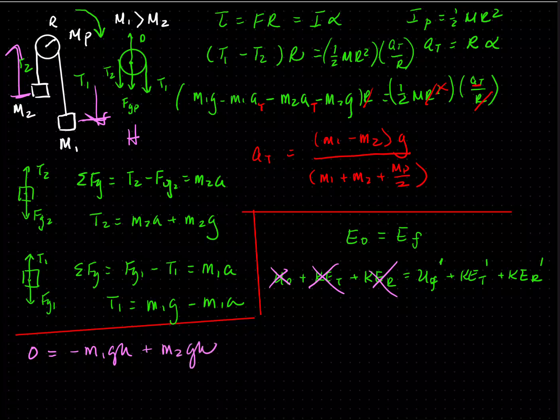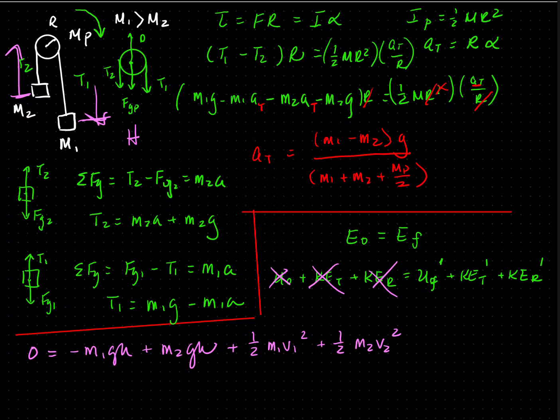The potential energy of M2 is going to be positive because it's moving up. And the H are going to be the same because they are tied by one rope. If M1 falls by H, M2 has to go up by H. Both M1 and M2 are going to have translational kinetic energy. Their velocity is going to be maximum right before it stops. So we're going to have 1/2 M1 V1 squared plus 1/2 M2 V2 squared.